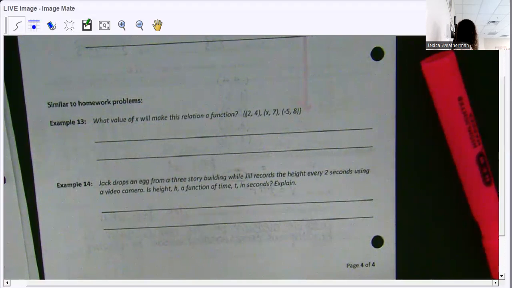I want you to think about it for a minute. I don't want you to sit and wait for the answer. I want you to really think about the difference between a function and a non-function.